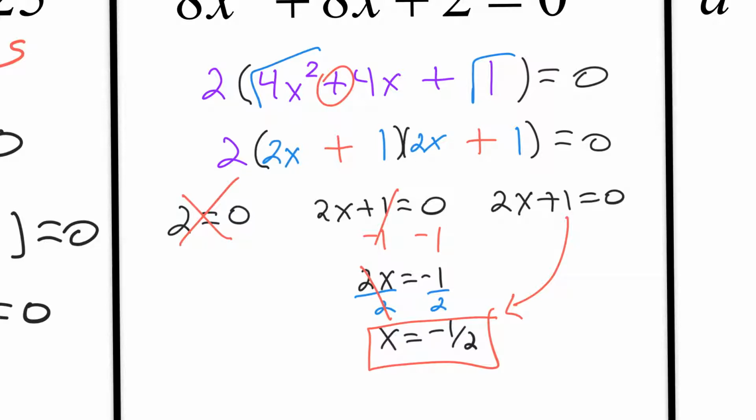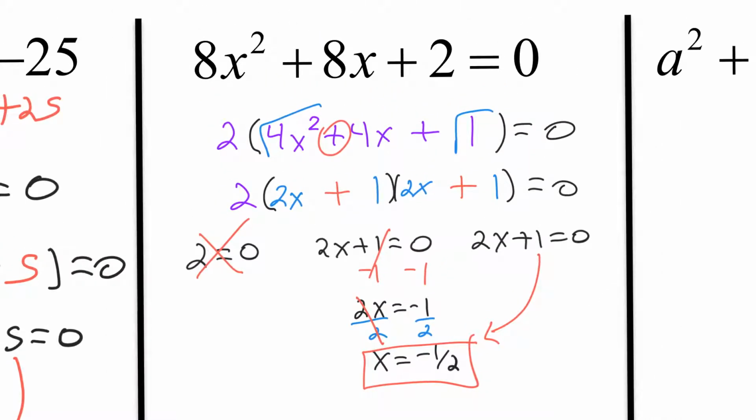So this kind of problem, you have a perfect square trinomial where you can factor and solve. If you have a binomial in parentheses with the square, then you can use the square root property in order to solve.